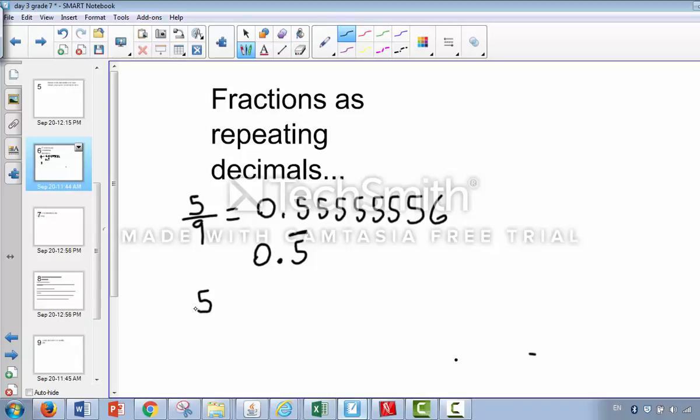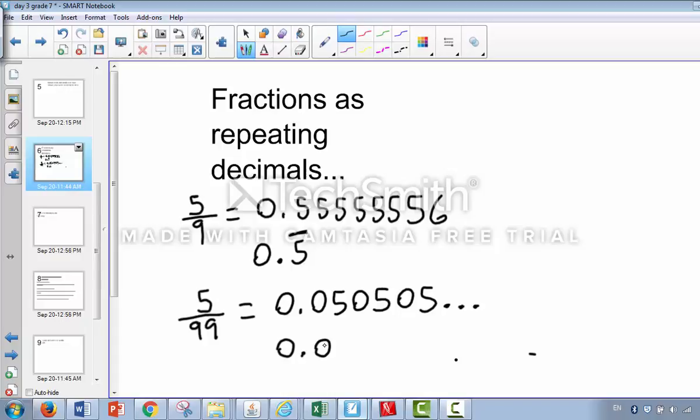Now let's try 5 over 99. To make this into a decimal, again, we go 5 divided by 99. I'm just going to put that in my calculator, and I get that to be 0.050505, and it goes on forever. So dot, dot, dot. The digits that are repeating this time are 0, 5. So I would write 0, 5 with a little line over both of those digits.